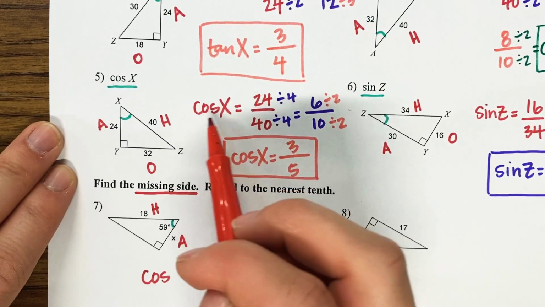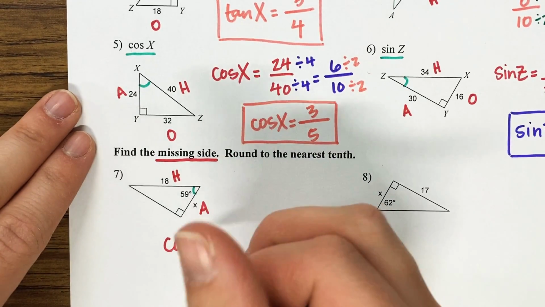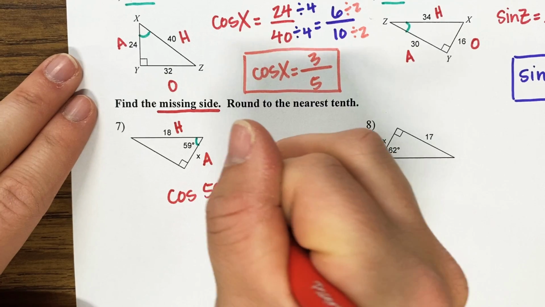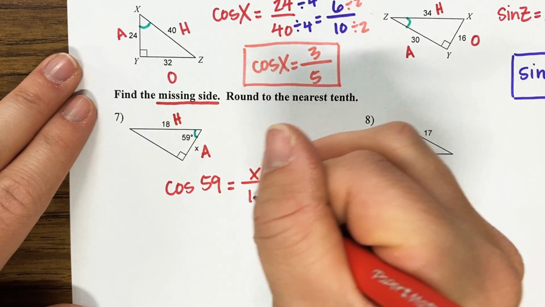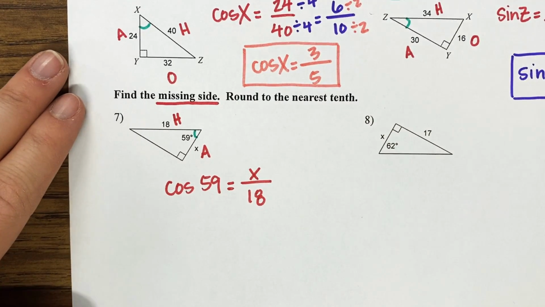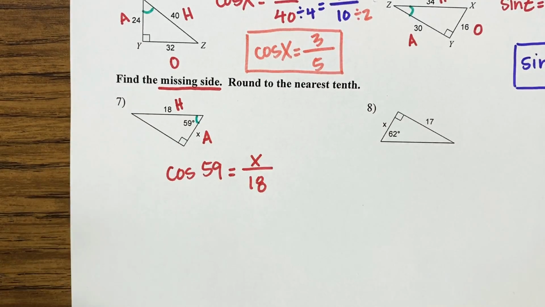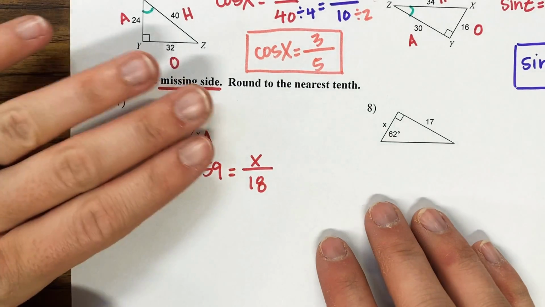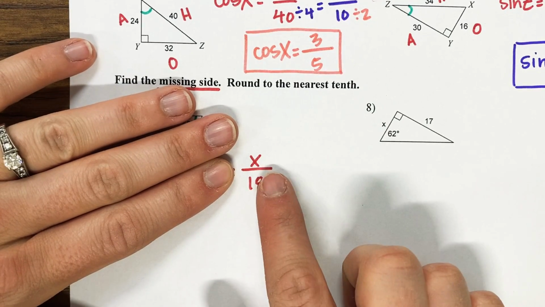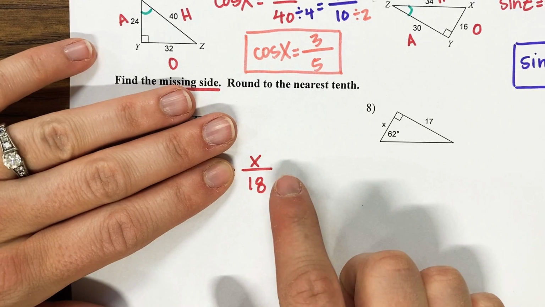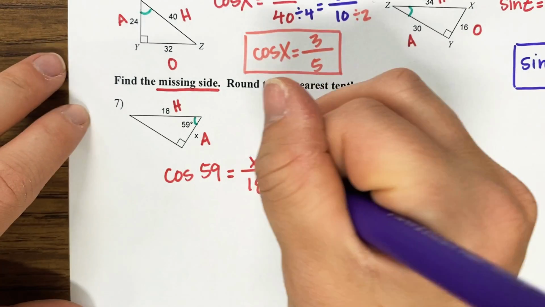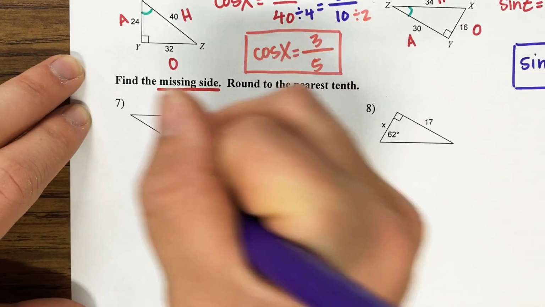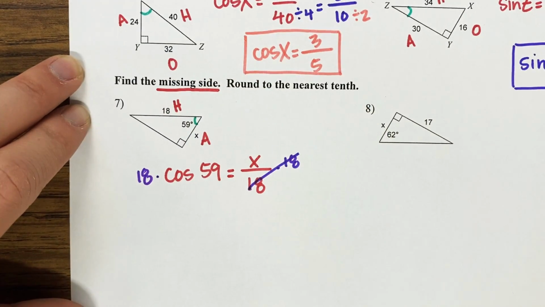So we get cosine of the angle. Remember, the function always goes next to the angle. So this time the angle is 59 degrees, equals adjacent x over hypotenuse 18. Now we're trying to solve for x. Looking at this side with my x, I need to get rid of divide by 18. How am I going to get rid of divide by 18? We are going to multiply by 18. So times by 18. To get x by itself, we have to do the same thing over here.